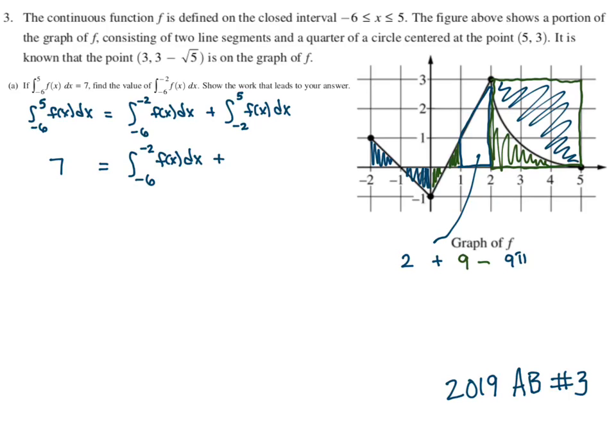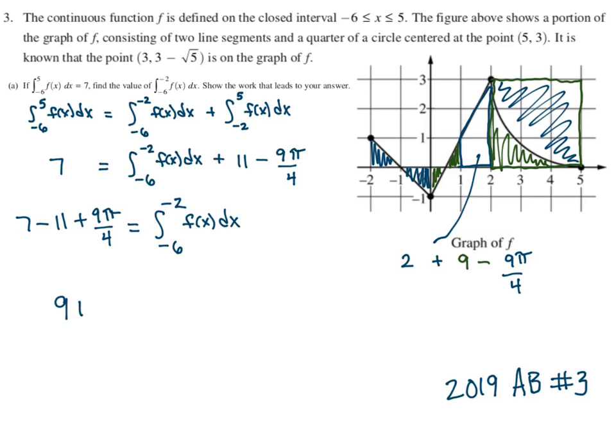So the quarter circle would be pi r squared with a radius of 3, and then divide that by 4 because it's a quarter circle. So if I mash all that together, it looks like I get 11 minus 9 pi over 4. That's the value of the integral from -2 to 5, and then I can just move that stuff onto the other side. So I'll subtract the 11 and add the 9 pi over 4, and that will give me the value of the integral they're looking for, which is just 9 pi over 4 minus 4.